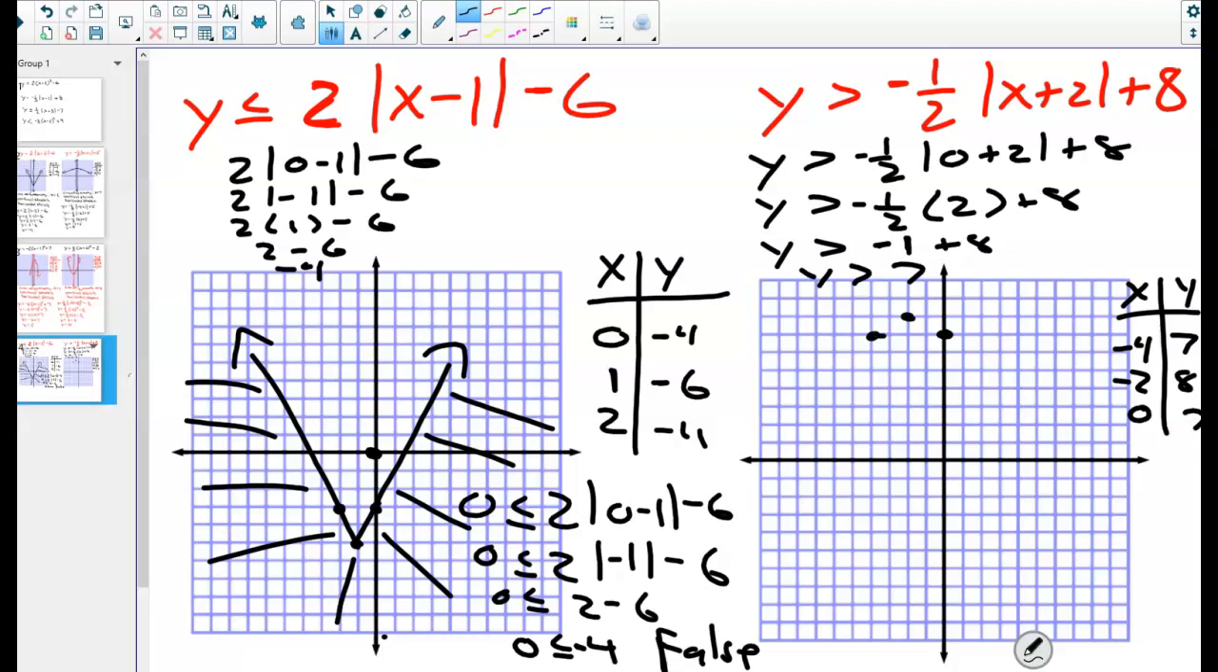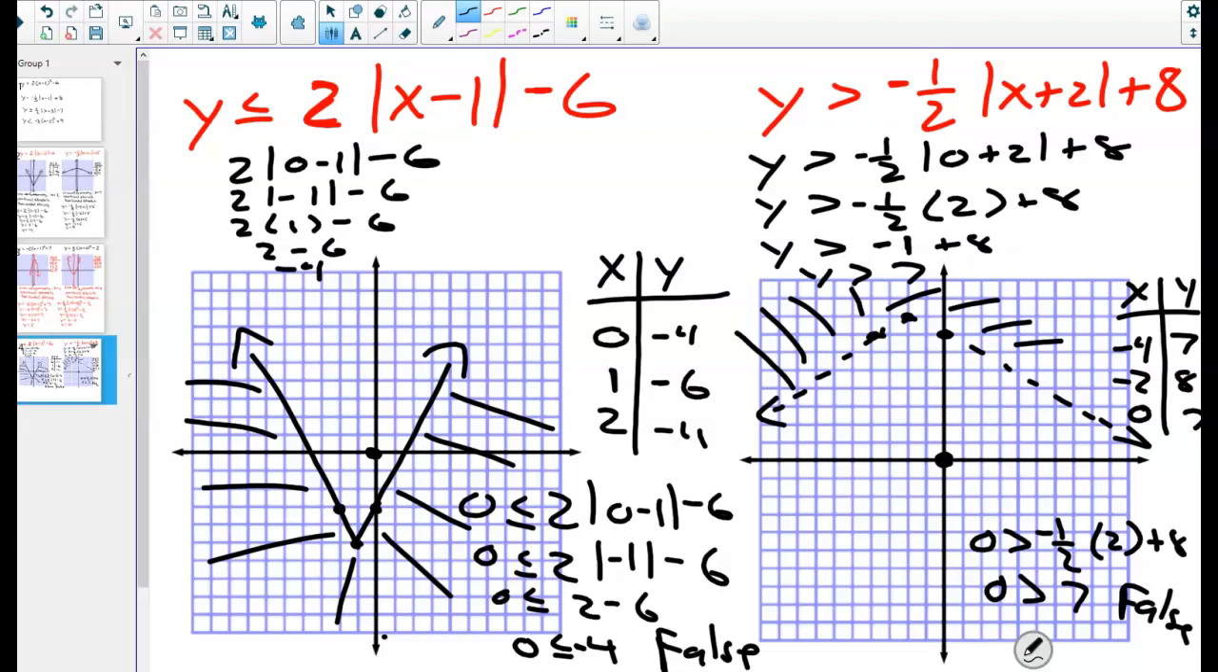This is a greater than, so it's a dotted line. (0, 0) is clearly inside the V. When I plug (0, 0) into the original, 0 is greater than -1 half times the absolute value of 0 plus 2, which is 2. The absolute value of 2 is 2. Plus 8. Is 0 greater than 7? No. 0 is not greater than 7. That's false. So we're shading away. And that's how we shade.